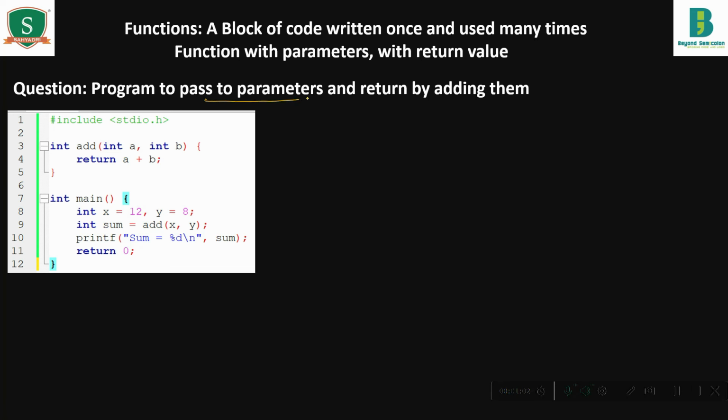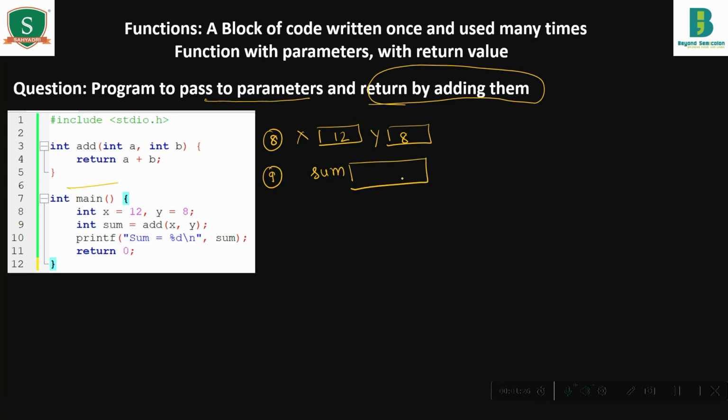This is a program where we pass the parameters and it returns by adding them. If you observe here, int main is the function. Initially, on the 8th line, x is assigned 12, y is assigned 8. Now, if you look at the 9th step, we are initializing an integer sum where we are calling the function add(x, y). The value that add(x, y) returns will be assigned to sum. Now, what is the x value? 12. Y value is 8. So we are passing 12 and 8 to the add function.